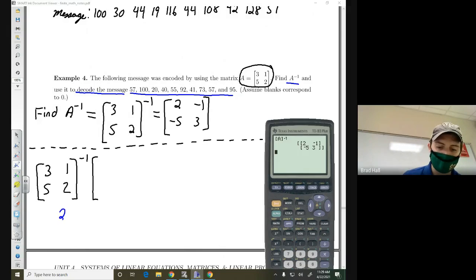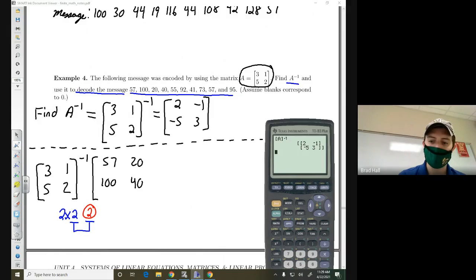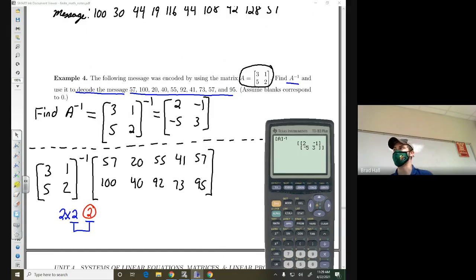This is a 2 by 2 matrix, which forces the number of rows for the right matrix to be 2, because those numbers have to be the same. So that tells us we have to split our message into groups of 2: 57, 100, 20, 40, 55, 92, 41, 73, 57, and 95. And now we know what the second matrix is. Now we know what we can go ahead and plug into.